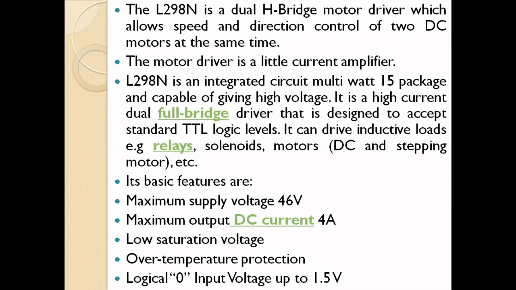So how do you select a driver circuit? First, what is the motor? What is the motor input voltage and what is the motor input current? Based on that, you have to select the driver circuit. Next, whether you want to control the speed or the direction, you have to check for your application. If your application has no need to control the speed, you can go for the first one.